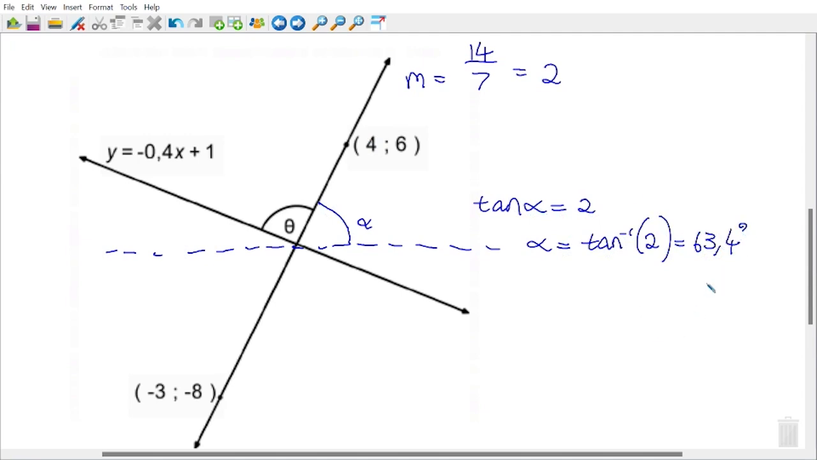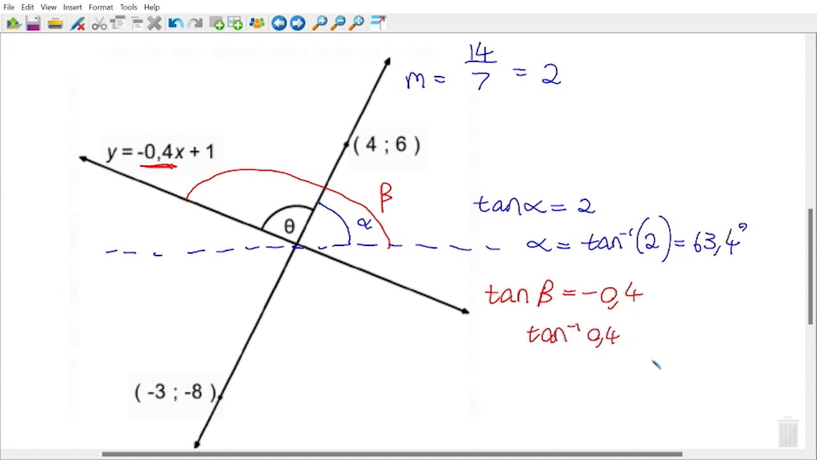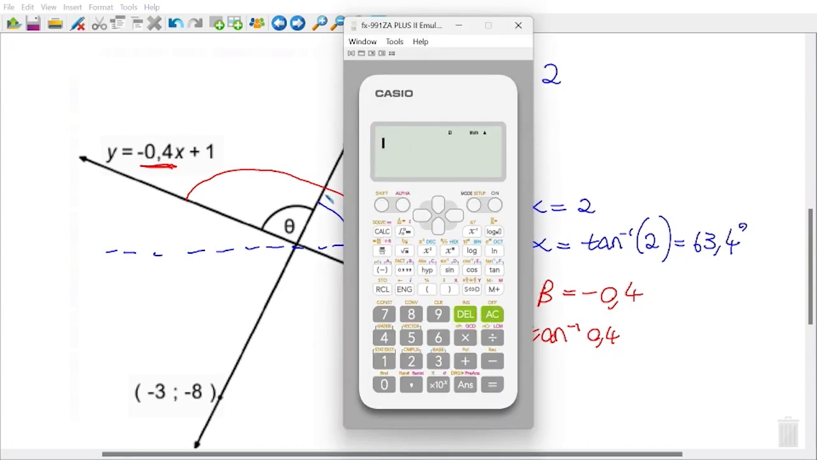Okay. Now, likewise, I can work out the angle of inclination of this line. Okay, and I'm going to call that beta. Now this line's got a gradient of negative 0,4. So I know that the tan of beta is negative 0,4. Now what I prefer to do here is to actually work out what my key angle is. Okay, so I'm going to undo tan of 0,4. Right, and I'm going to just bring up a calculator to do that. Shift tan of 0,4.